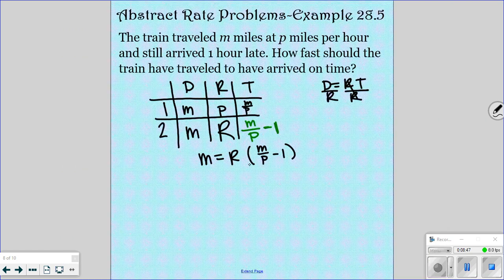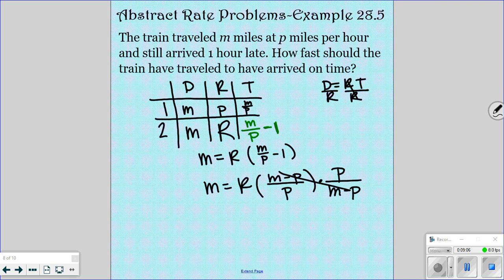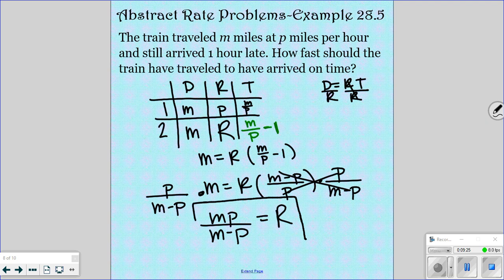So over here, I can make one fraction. And the denominator would be p. So we would have m minus p, because the 1 has to get multiplied by p. And then to solve for r, we're going to multiply by the reciprocal. So p over m minus p. And you're going to multiply by that on the other side too. P over m minus p. So your rate is going to equal mp over m minus p. And so that would be your answer.